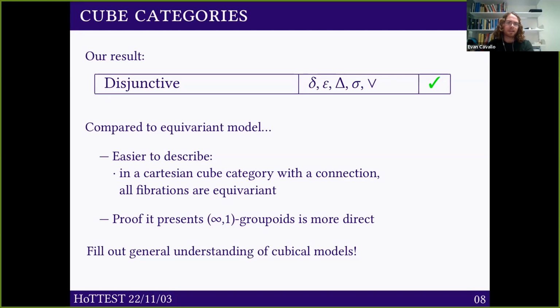So that's a bit nice as well. But it's not my intention to fight against the equivariant model. What I would like is to have a general understanding of, you know, you give me a cube category and maybe you tell me something about how you want to do fibrations, and I can tell you, does this present spaces, or even if it doesn't, what does it present?